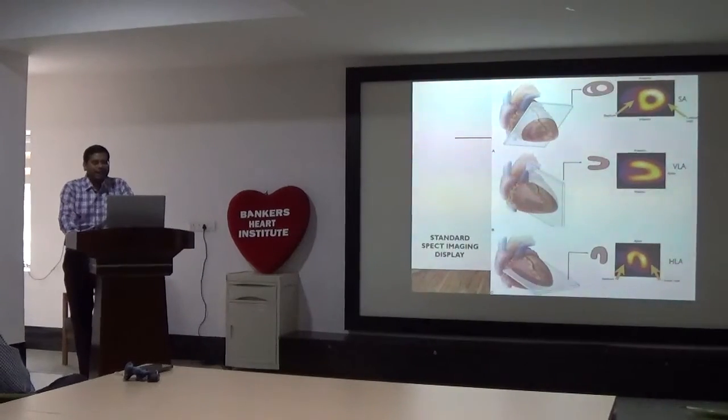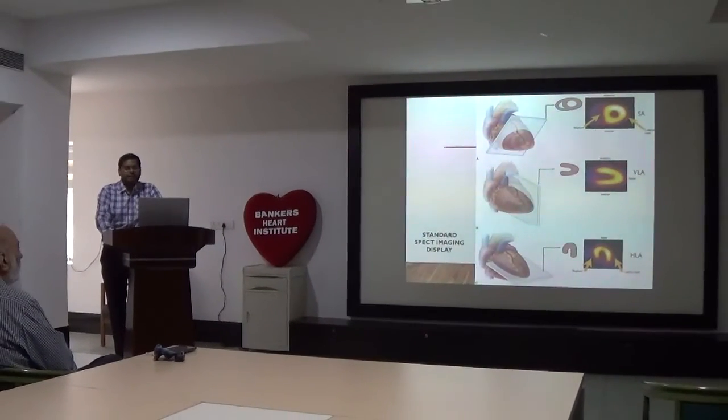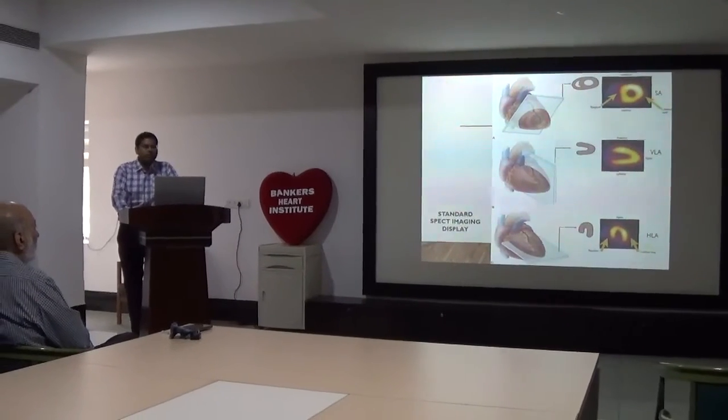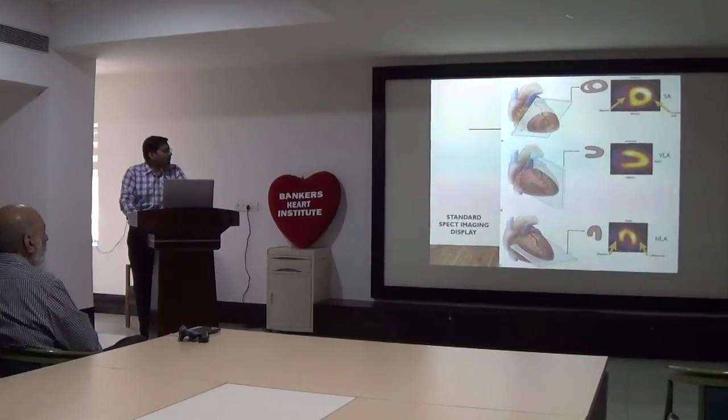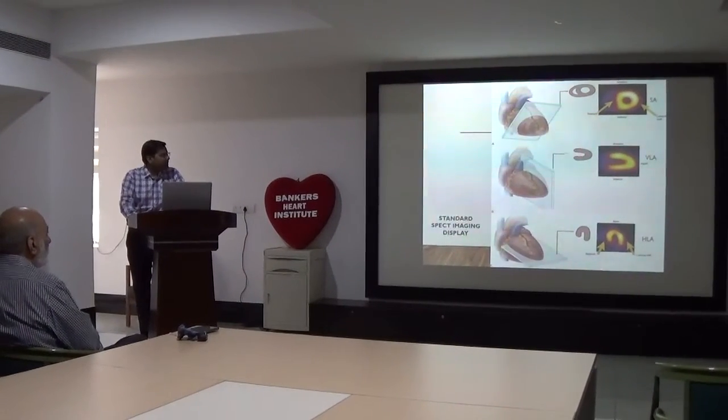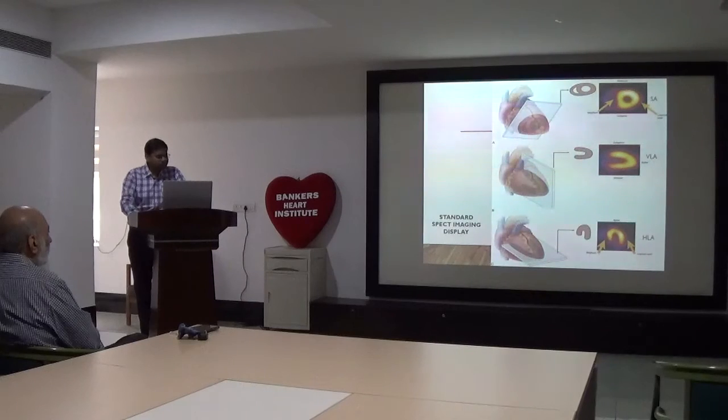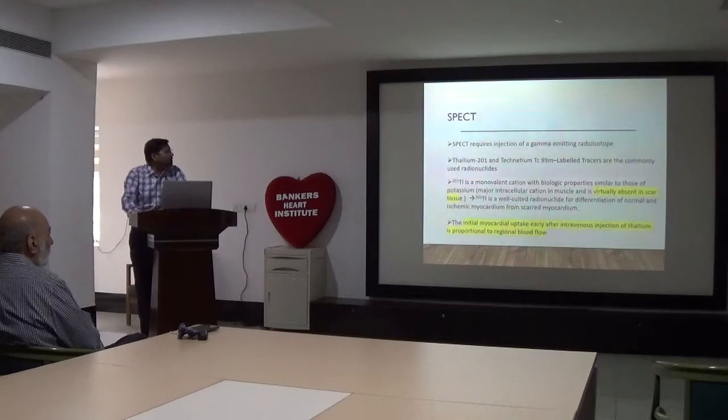Now, the SPECT. In SPECT, we are taking three axes. The first is the short axis, the second one is the vertical long axis, and the third is the horizontal long axis. We can see the side image of this specific axis. SPECT requires the injection of a gamma-emitting radioisotope. There are two primary useful isotopes, thallium-201 and technetium-99.